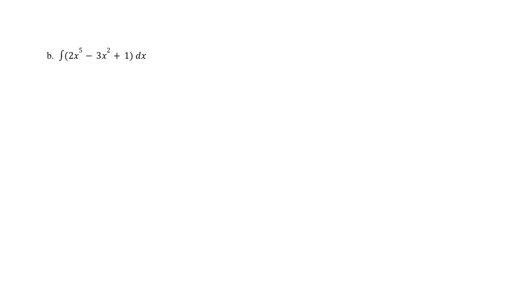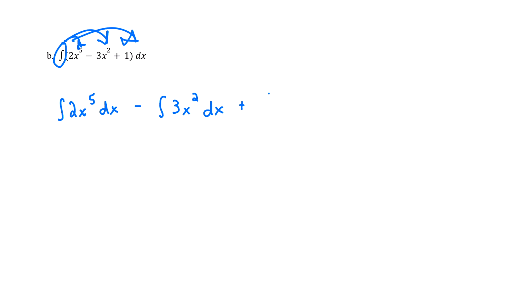But one of those integral properties that I gave right above this video said, hey, you know what? You can take an indefinite integral and you can distribute it across addition and subtraction. So I could take this one integral and I could break this up into the integral of 2x to the fifth dx minus the integral of 3x squared dx plus the integral of 1 dx.